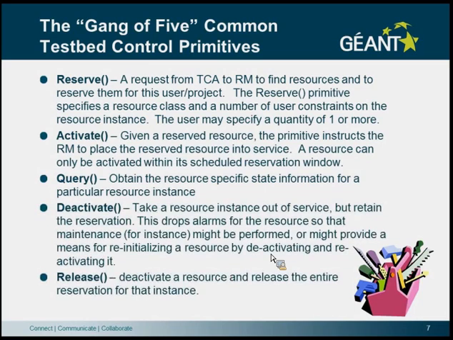Okay, this is just a repetition, as it was only mentioned by Jerry, but I think it's important to go through this again. These 5 control primitives. So that's why we say gang of 5. The first one is reserve, and that's the process when you submit your request to the testbed control agent. Remember, to the architecture, and then the testbed control agent goes out to the resource manager with this machine readable description that you submitted, and the resource manager goes out and finds and allocates the resources for you. So those resources are reserved for your testbed.